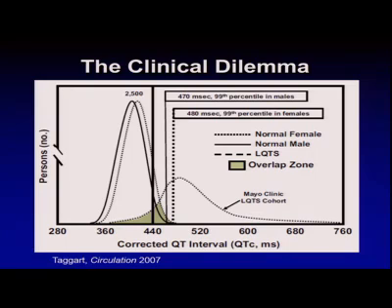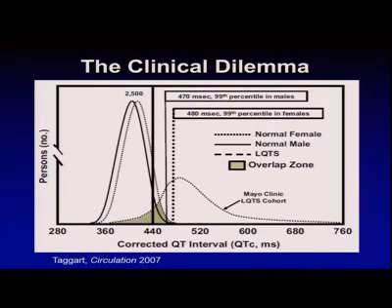The problem here is that this green denotes the overlap. There are people that we see that are 460 that are normal. There are long QT patients that we see that are 460 that are clearly not abnormal. So how do you, just by the ECG alone, tell whether somebody has long QT syndrome or not if their QTc is borderline, right? If it's 460, that becomes the issue.